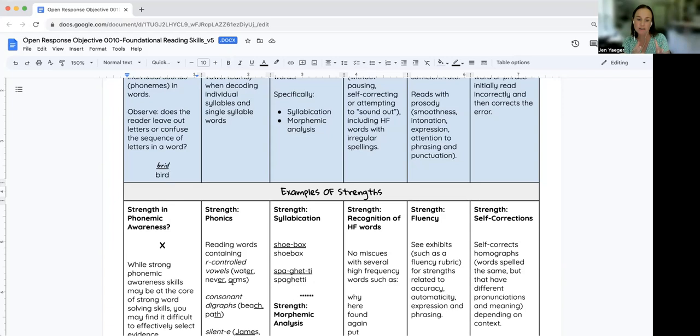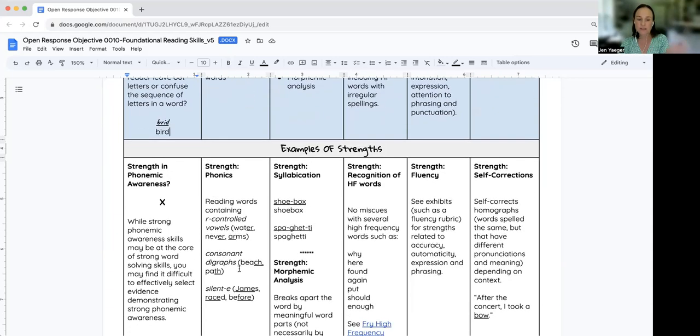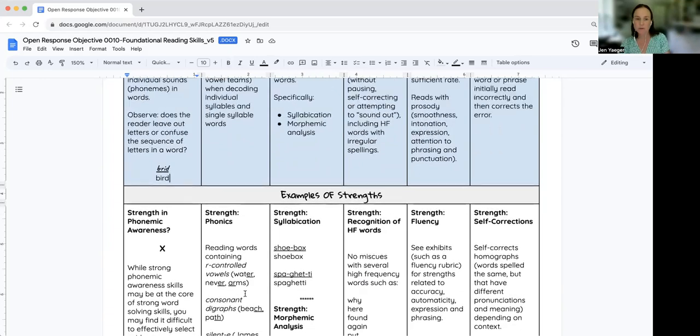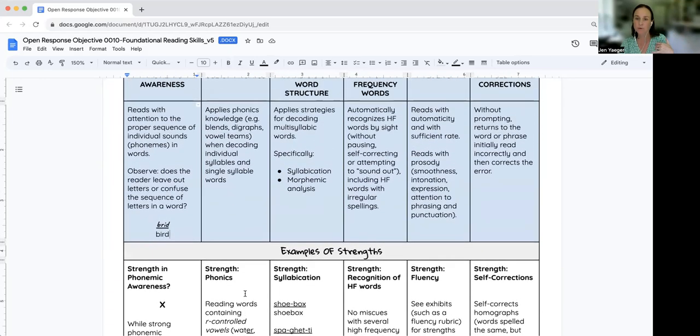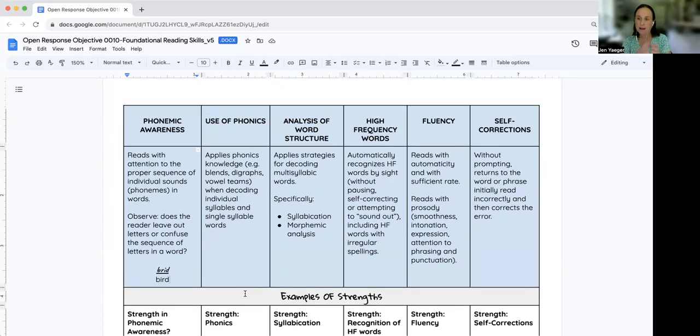You could say that the child has a strength in reading words containing R-controlled vowels. R-controlled would be ER and AR here. Those are just two examples of R-controlled vowels. You could say, if they read the words beach and path correctly, that the child has strength in decoding words with consonant digraphs. If they read words like James, raced, or before correctly, you could say that the child has strength in reading words with silent E. So this would be a way to look at the features of words with which there's no error, and name a strength in the use of phonics.